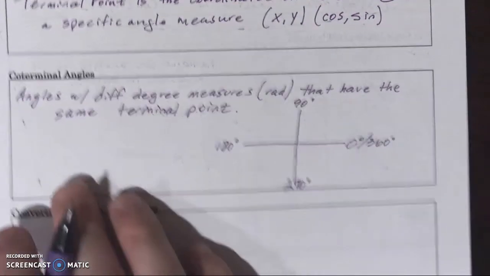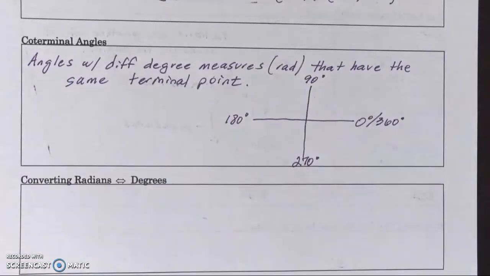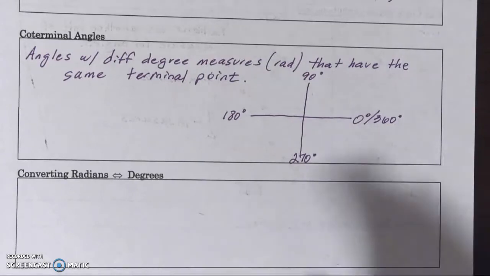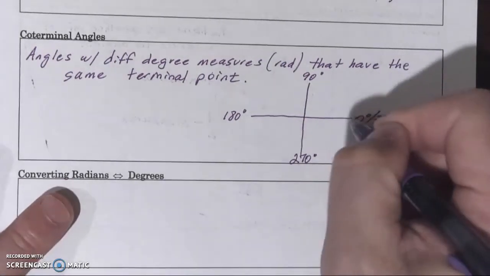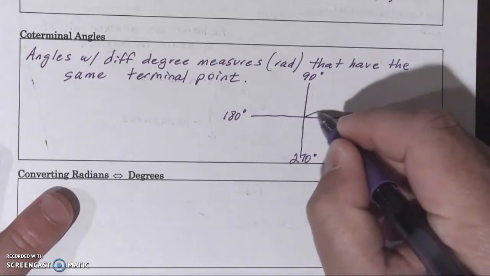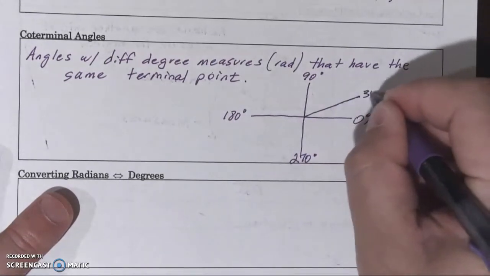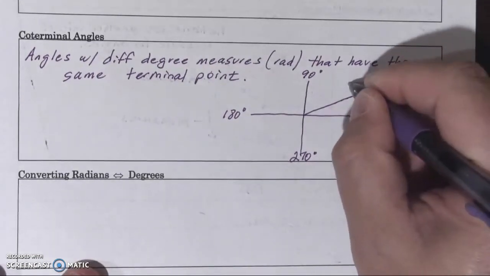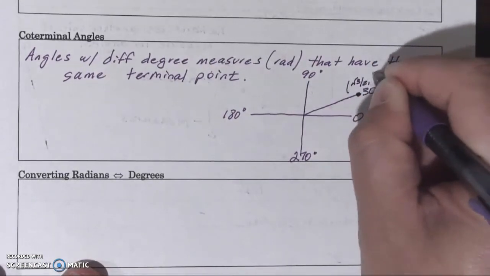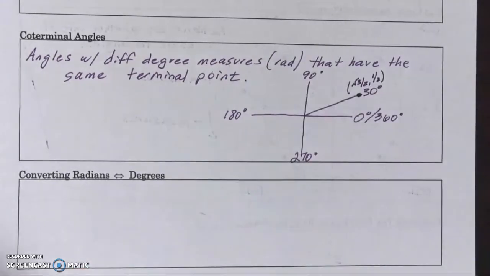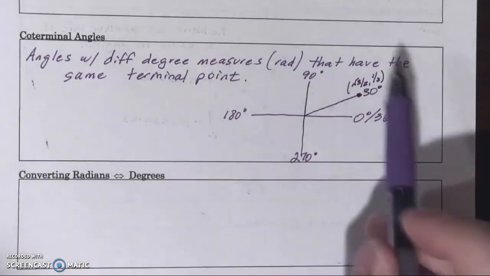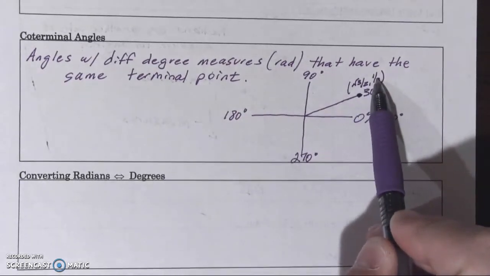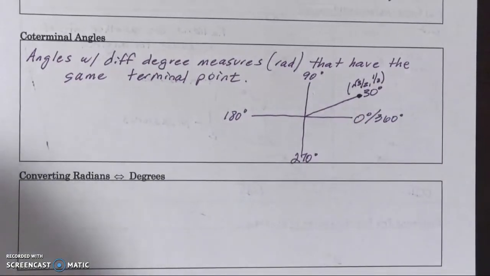You will notice that we can go around this unit circle as many times as we want. If I said, where is the 30-degree angle? Here's 0, positive 30. This would be our 30-degree angle. It has a terminal point of root 3 over 2 comma 1/2. If you don't believe me, just check your unit circle above. That's because cosine of 30 is root 3 over 2 and sine of 30 is 1/2. All straight back to our special right triangles.